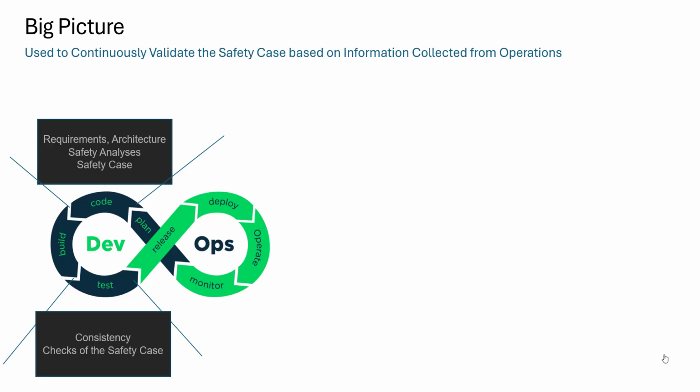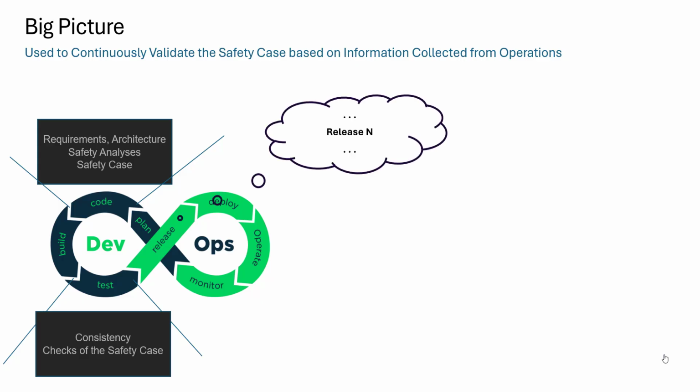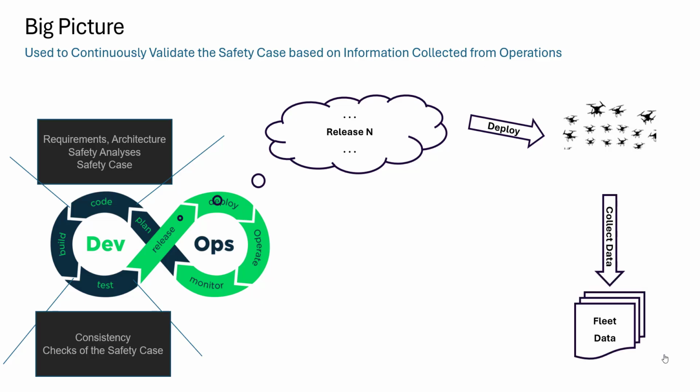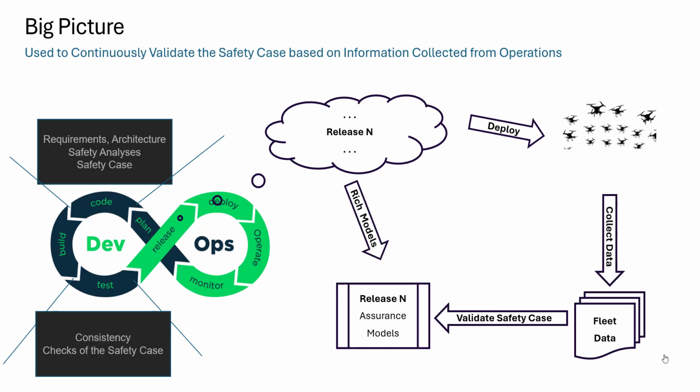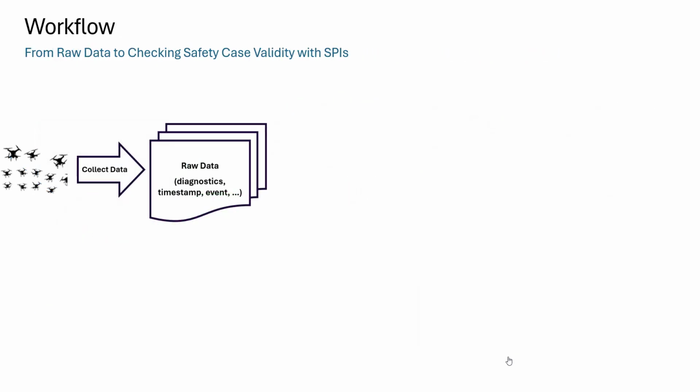Once a new release happens, it is deployed on a fleet of autonomous systems, and data is collected and saved in a database. This field data is put in correspondence to the safety case, for example with the help of SPIs, and used to validate the safety claims, top claims, intermediate ones or lower-level claims, based on concrete experience gathered during operations. From a workflow perspective, we can distinguish several stages.